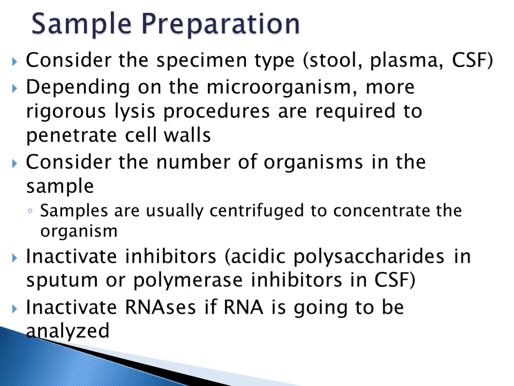You have to consider the number of organisms in a sample. So some of your specimens you're going to want to centrifuge in order to concentrate the bacterial cells or microorganisms in the specimen. You may need to inactivate any inhibitors that might be present, such as acid polysaccharides in sputum or polymerase inhibitors in spinal fluid. You need to inactivate your RNases if you're going to analyze RNA.